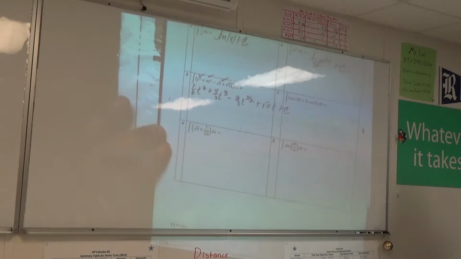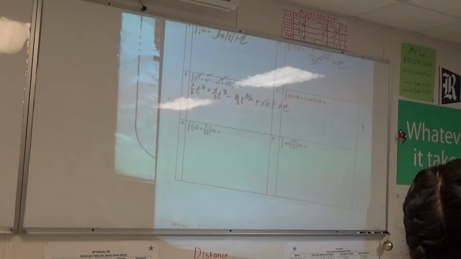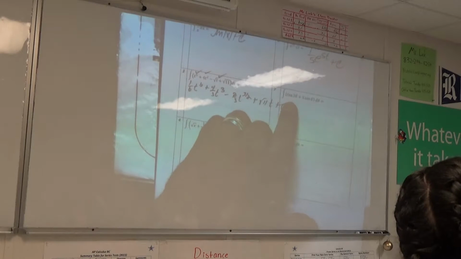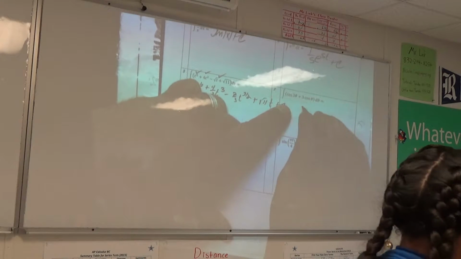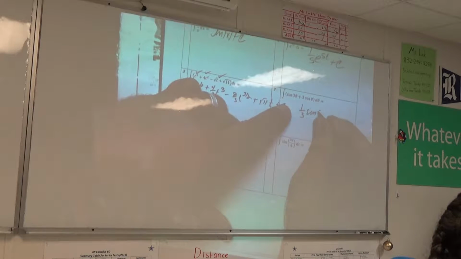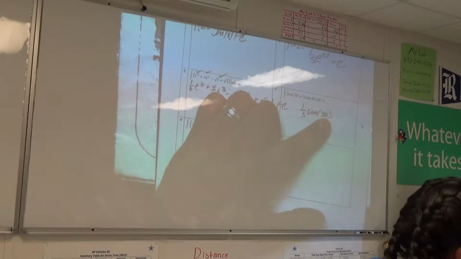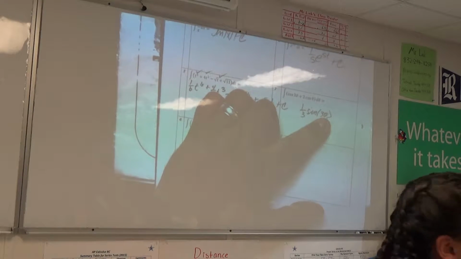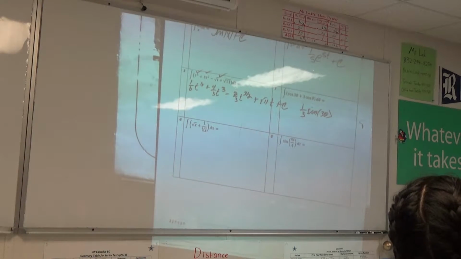Now, 7 and 8, even if you didn't have enough time to get there, I'd hope that these are the ones that we can do on sight. Antiderivative of cosine 3 theta is 1/3 sine, careful, 3 theta. With the trig functions, the angles never change. The angle doesn't change when you take a derivative, and it doesn't change when you find an antiderivative.